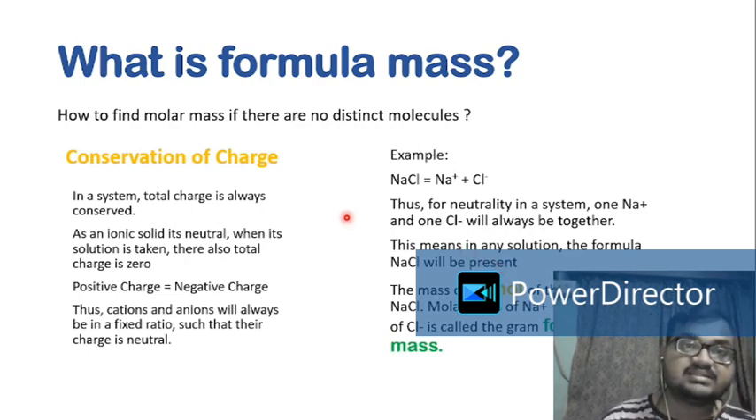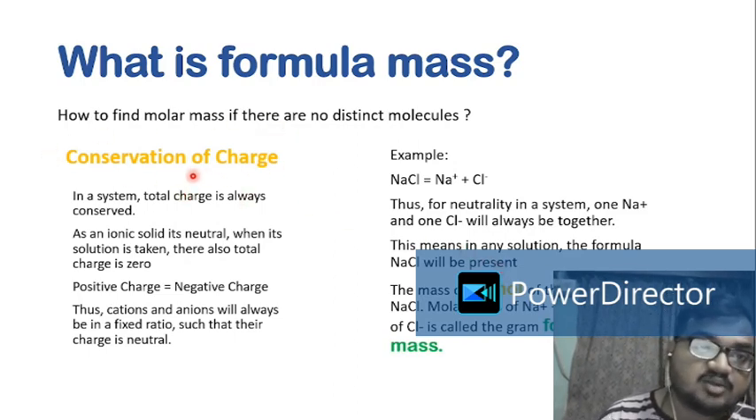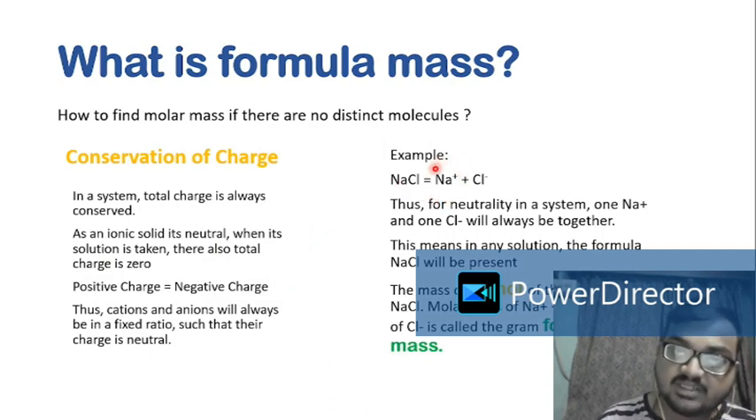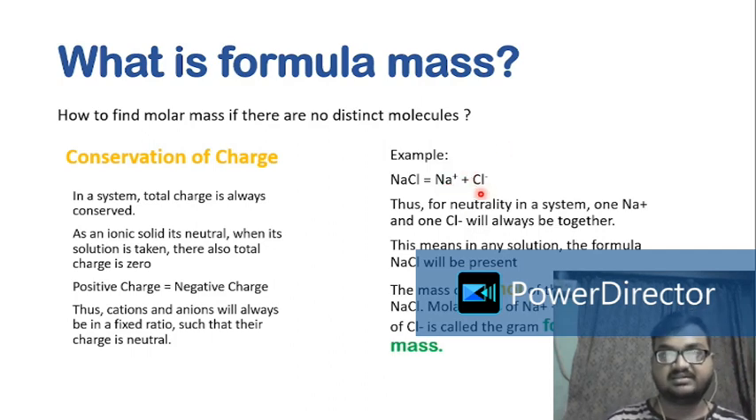So what we use is conservation of charge. Because of conservation of charge, the entire thing has to be neutral. So the positive charge has to be equal to the negative charge. In case of NaCl, wherever there is one Na plus ion, there has to be one Cl minus ion. They can't remain without each other, even if they are separate in the solution, not bonded or anything, still when they are together in a system, they have to remain together.